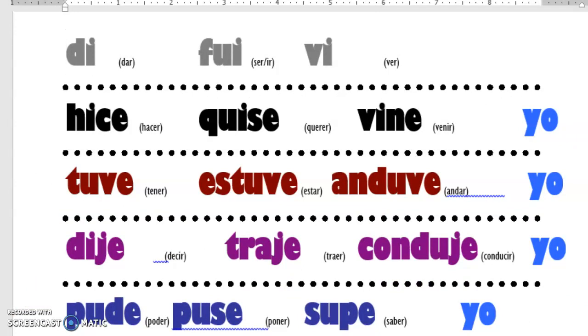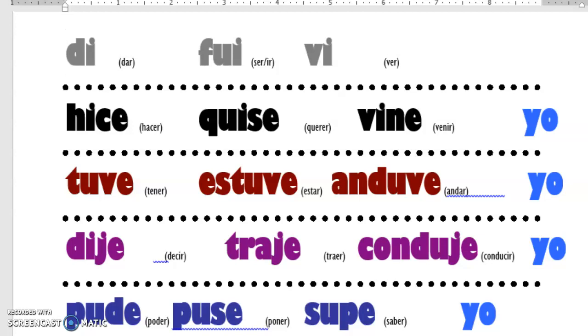If you can get to the yo conjugation of these irregular preterites, you should be able to conjugate the verb the other 6 ways. So the chant goes like this. I didn't make this up. Another student did. It works. It really does. So when you chant it, you're going to say, di, fui, vi, hice, quise, vine yo, tuve, estuve, anduve yo, dije, traje, conduje yo, pude, puse, supe yo.